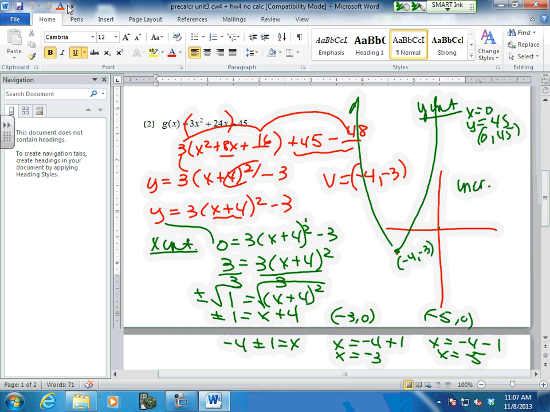Like your roller coaster. Where's it going up? From where to where? From -4 to infinity. Where's it decreasing? Down, down, down. From where? From negative infinity to where did we stop? Negative 4.